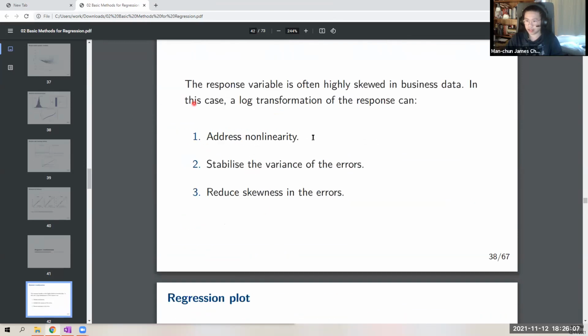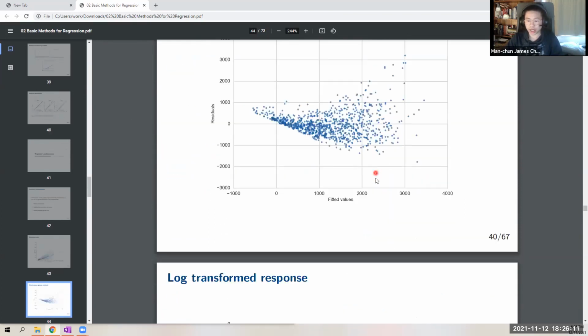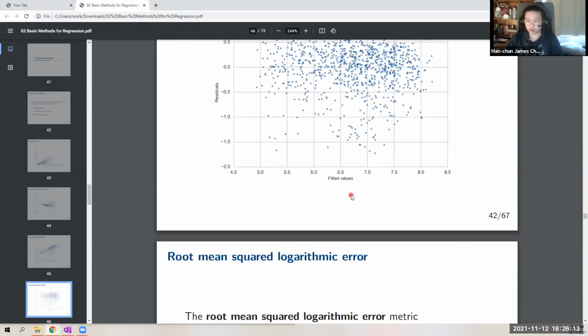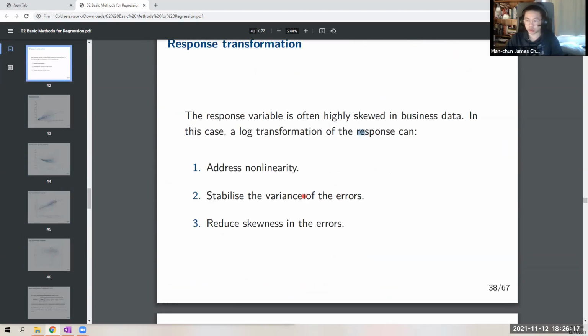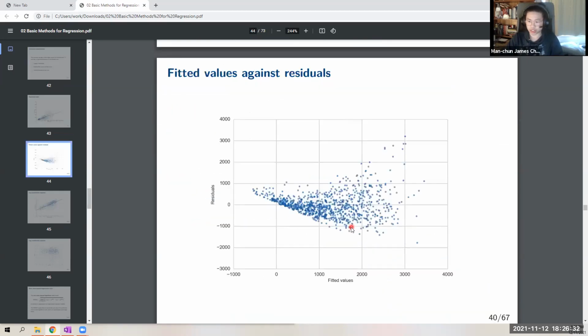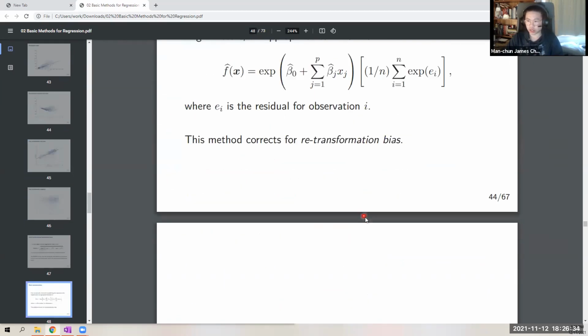And of course, why do we take the log transformation of a variable? This is a pretty good question we can ask. Why bother taking the log transformation of a y variable? Because it reduces skewness of the errors, it stabilizes the variance, and it addresses nonlinearity. So three reasons why you might want to transform your y variable.